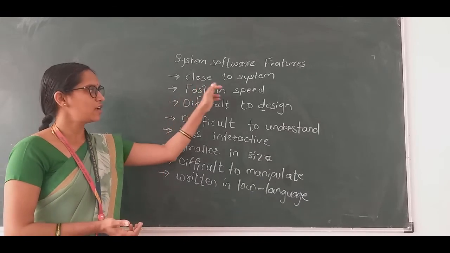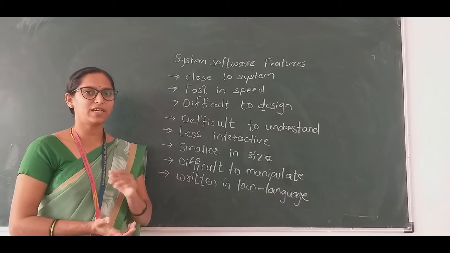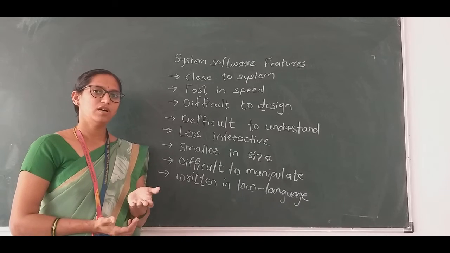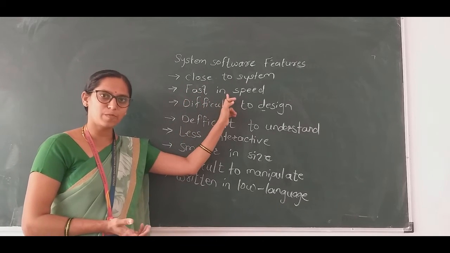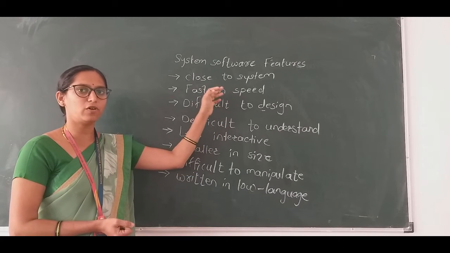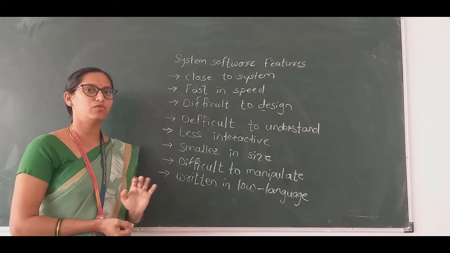First feature is close to the system. If the system is working properly, that's because this software is designed for the system, that's why it is close to the system. Next is fast in speed. If system software is proper on that system, that system works fluently and fast.